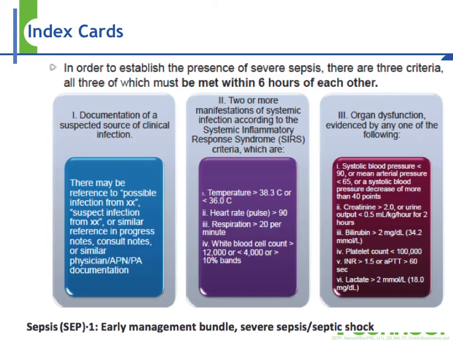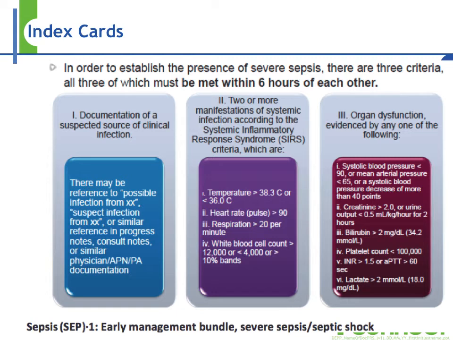So, who is included? First of all, patients who are to be included have to have documentation of the three pillars, and the documentation has to all occur within 6 hours, and that 6 hours has to start at the time of the first element. Now, the three pillars, as we've seen already: documentation of a source of infection, 2 or more manifestations of the systemic inflammatory response syndrome, and then number 3, organ dysfunction.